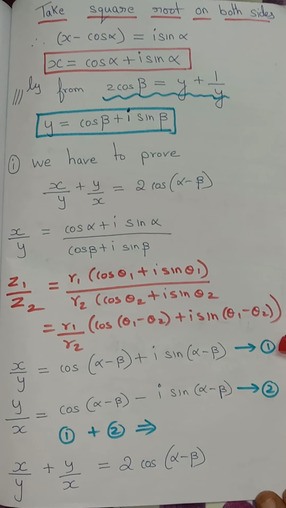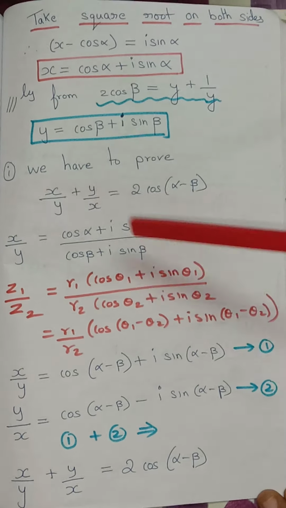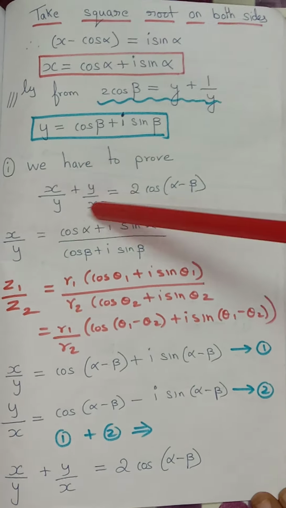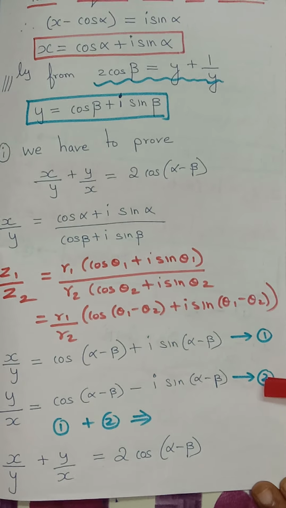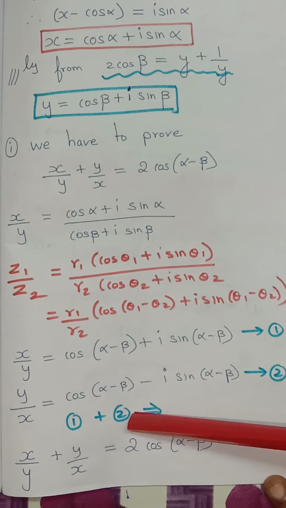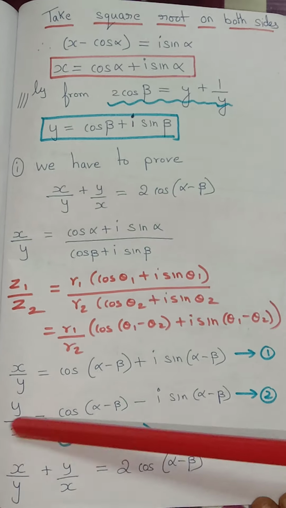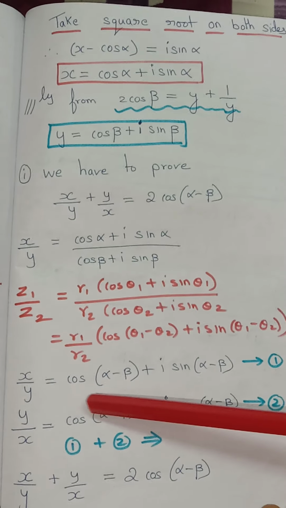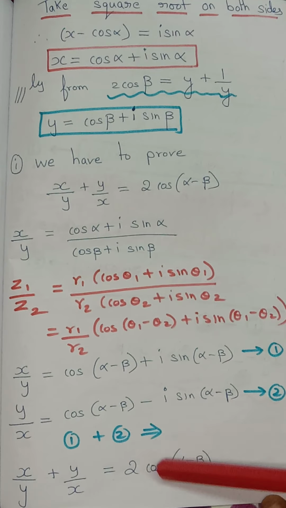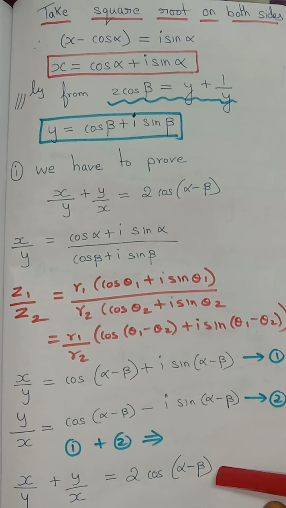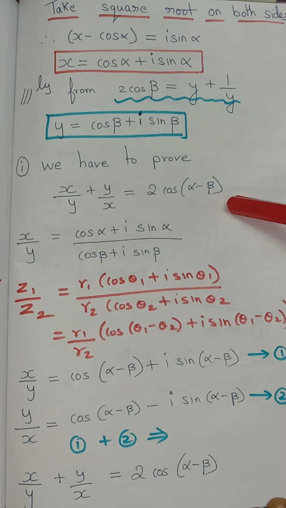Now let me put this as equation number 1. Let me put this as equation number 2. When we see what we have to prove, we will understand we have to add the first equation and second equation. So equation 1 plus equation 2. So on the LHS I am adding x by y plus y by x. Now on the RHS when I add, cos(alpha minus beta), I will have 2 cos(alpha minus beta). The sine terms get cancelled. So we have proved the desired result.